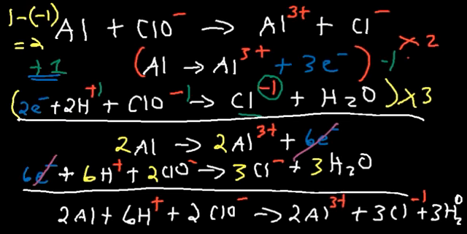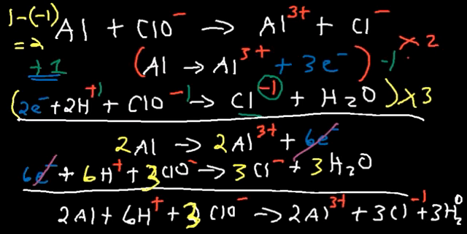So now every atom should be balanced. We have 2 aluminum atoms. Wait, hold on. This is supposed to be a 3. 3 ClO minus. So let's fix that. That's a 3. Okay, now everything is balanced.